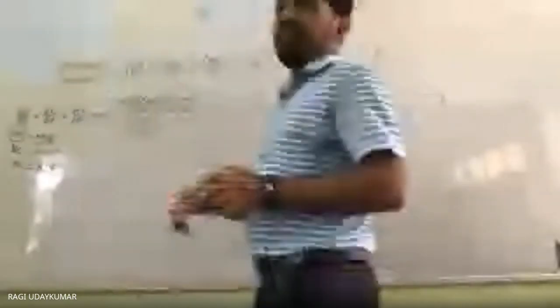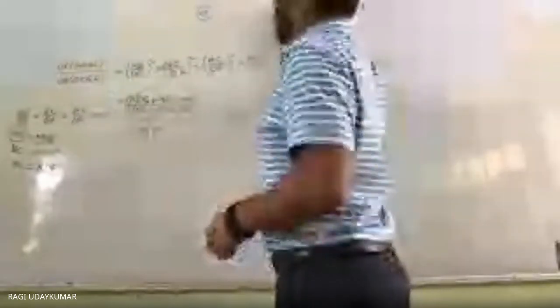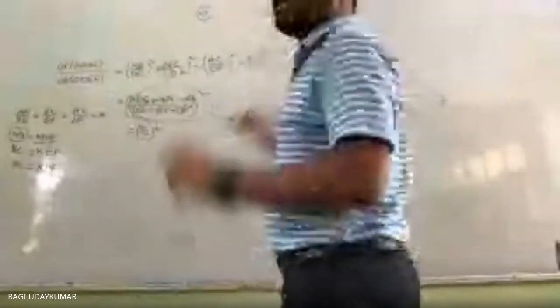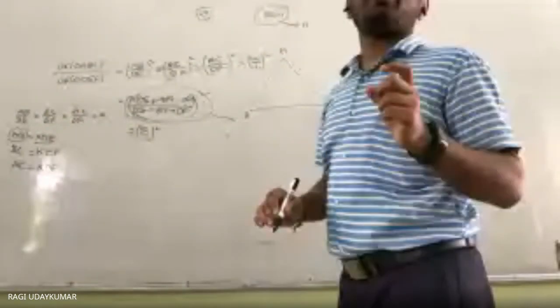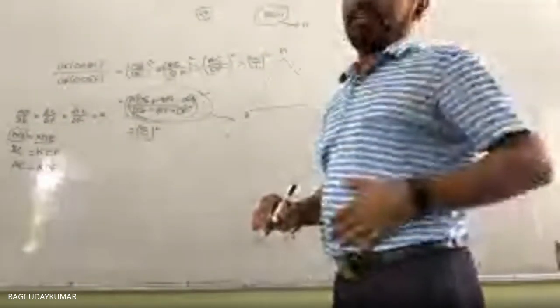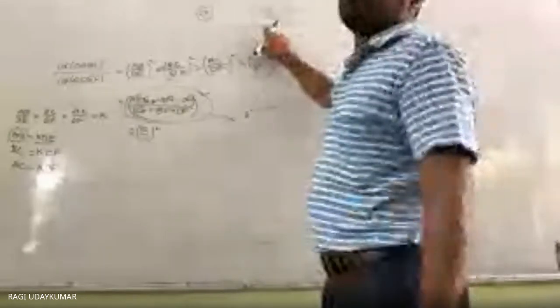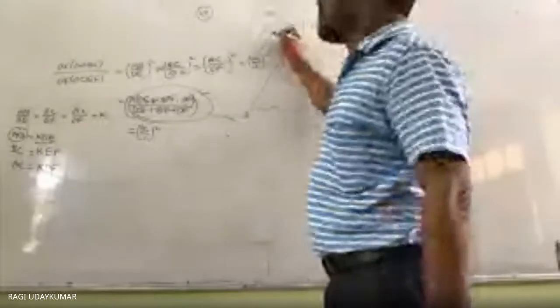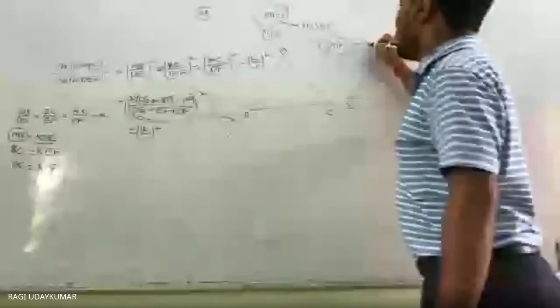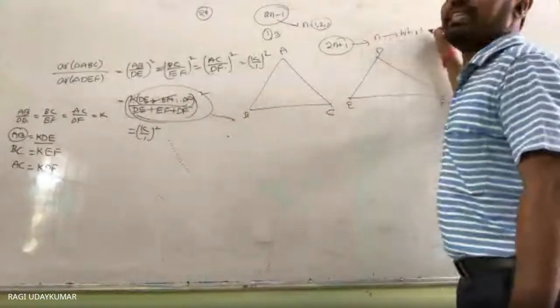Because an even number is represented by 2n, an odd number is represented by 2n minus 1. What is n? I always say. N is 1 here. N can be taken as 1. If n is a natural number, it means n is either 1, 2, 3 and you substitute. Substitute 1, you get 1. Substitute 2, you get 3.